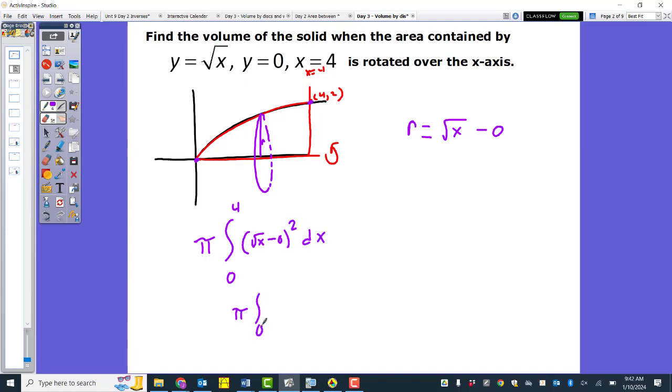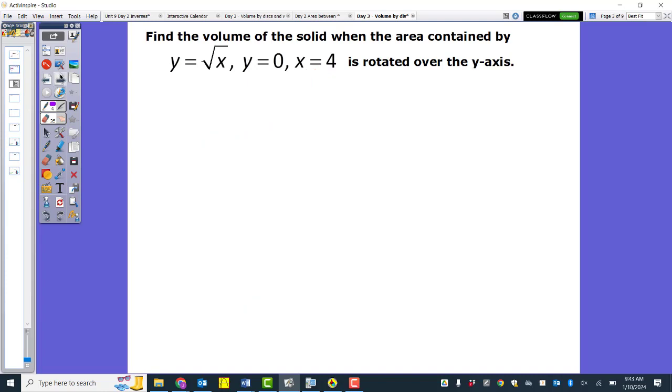Pi integral 0 to 4 of x dx. And then we can solve this without issue. X squared over 2, plug in 4, plug in 0. But this is really just to get the point across. This is what we're doing. Now, it seems very simple here, but it gets more complex once we start changing things. When we start changing what we're looking with respect to, when we start changing where our axis of symmetry is. What if we have multiple functions that we're revolving?